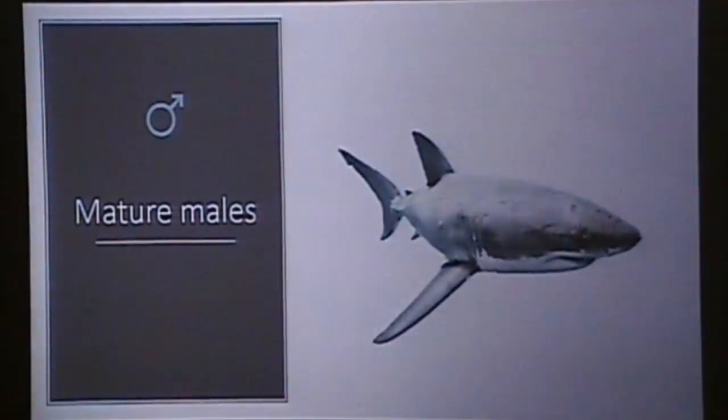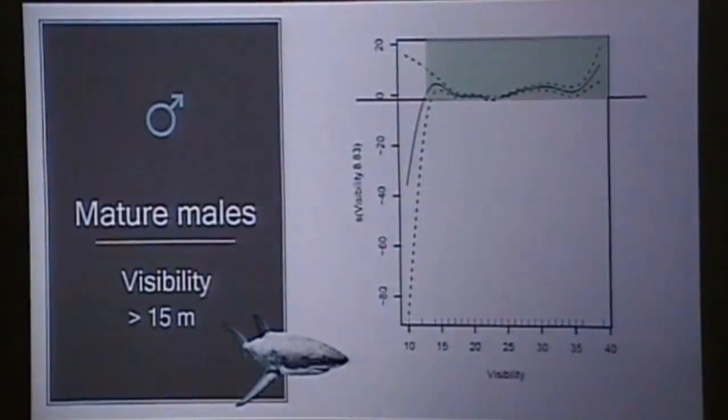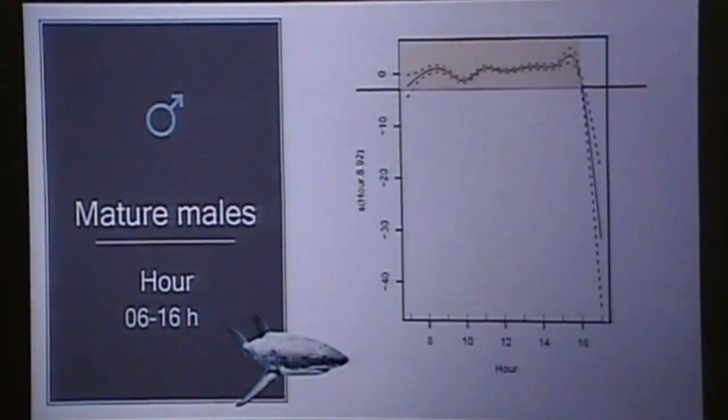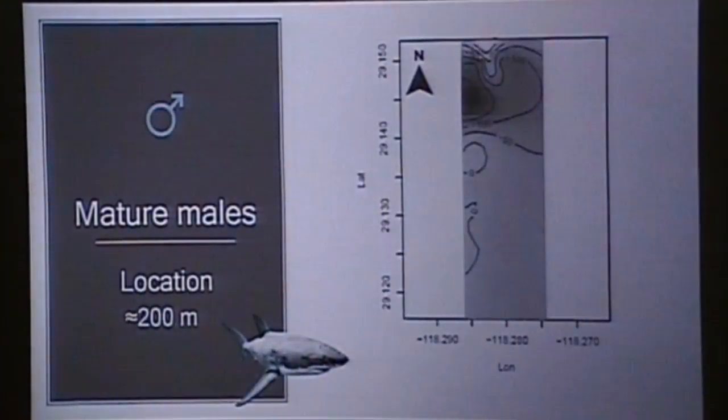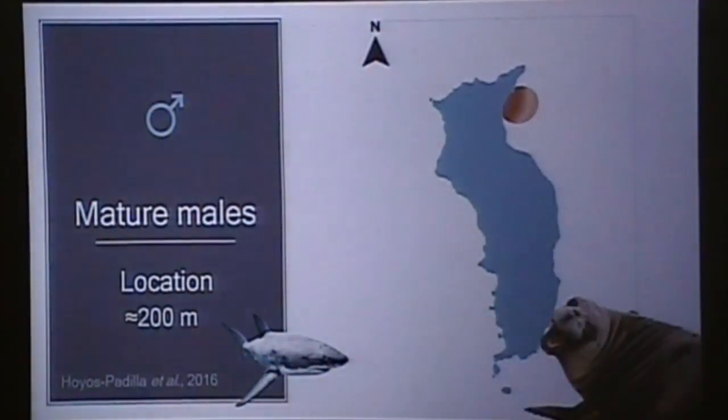The probability of occurrence of the mature males was higher with cold water temperatures for Guadalupe Island, of course, during good visibility, during daytime between 6 and 4 o'clock p.m., and in the north part of this bay, where the depths are approximately 200 meters. Why is this modeling telling us about this location? According to the data of acoustic telemetry, all these mature males are very close to a pinniped colony of elephant seals, one of the most important reproductive colonies on this island. So just with math, we are getting a very similar result to that obtained with acoustic telemetry. So using math, you can get results very close to other invasive techniques.